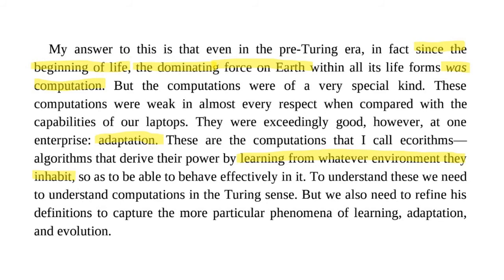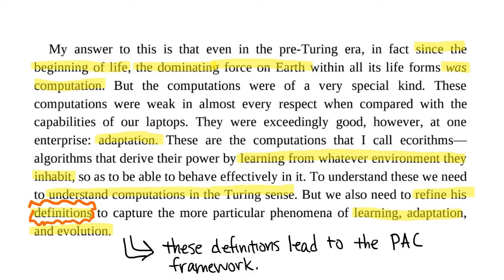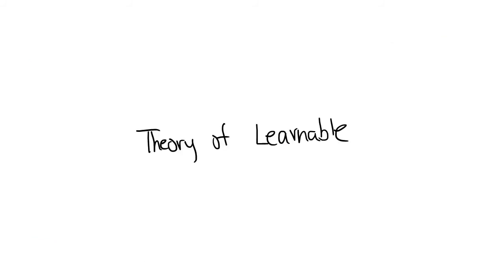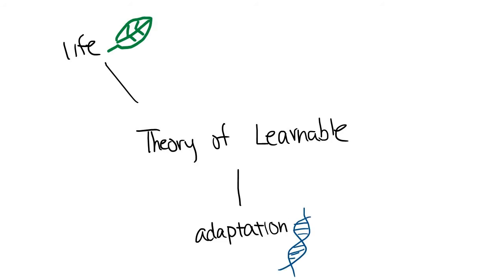To understand these, we need to understand computations in the Turing sense, but we also need to refine his definitions to capture the more particular phenomena of learning, adaptation, and evolution." He argues that these definitions are described by PAC learning and the theory of learnable. I think every computer scientist should read this paper, especially in the context of these fundamental questions about life, adaptation, and learning.